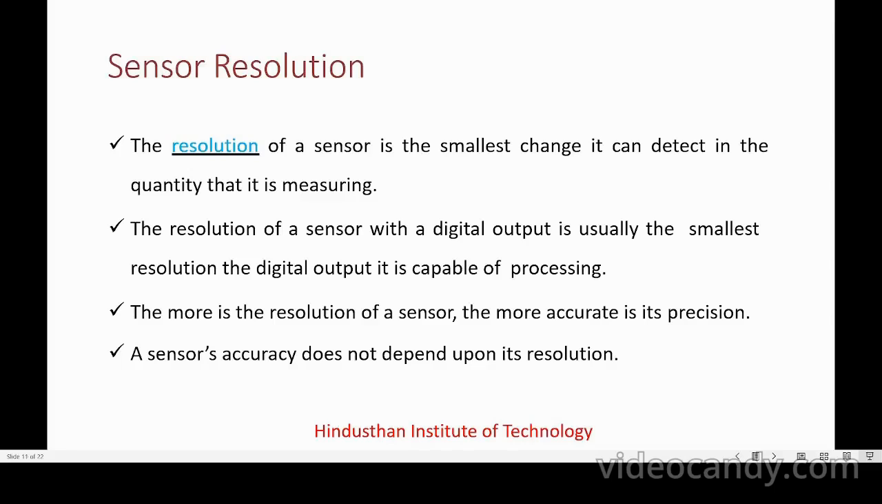So next, resolution of a sensor. Resolution of a sensor is defined as the smallest change it can detect in the quantity that we are going to measure. Resolution of a sensor with a digital output is usually the smallest resolution. If the resolution of a sensor is higher, then we get more accurate measurements. And also, accuracy of a sensor does not depend upon the resolution of a sensor.